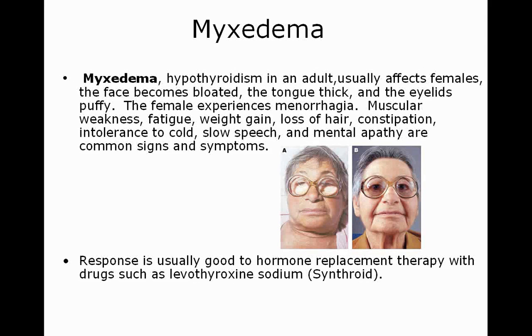And the myxedema is actually a sign of someone that has hypothyroidism. Usually affects females again. The face becomes bloated, the tongue becomes thick, eyelids are puffy. The female may also have menorrhagia, excessive menstruation, bleeding, muscular weakness, fatigue, weight gain, loss of hair, constipation, intolerance to cold, slow speech. All of these are common signs and symptoms of having decreased thyroid hormone production.